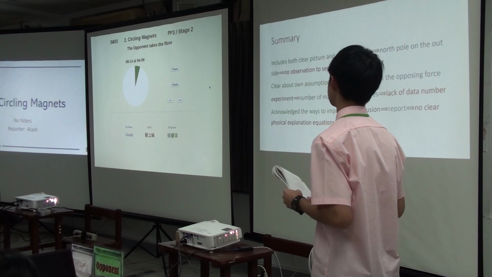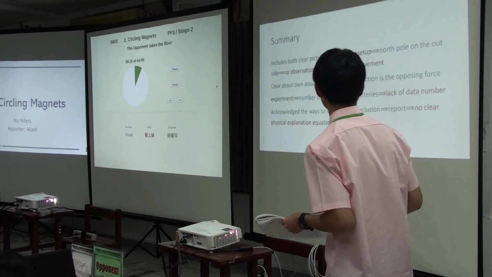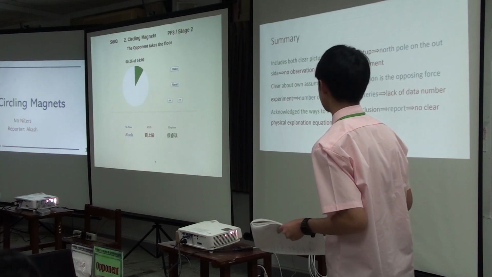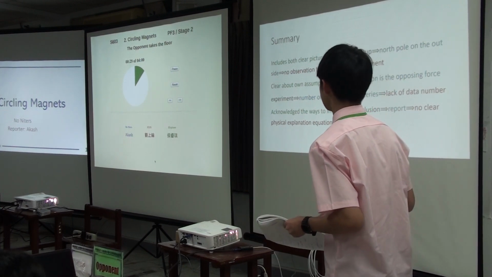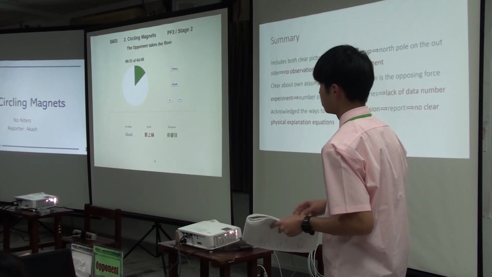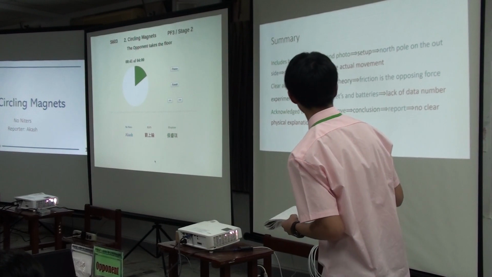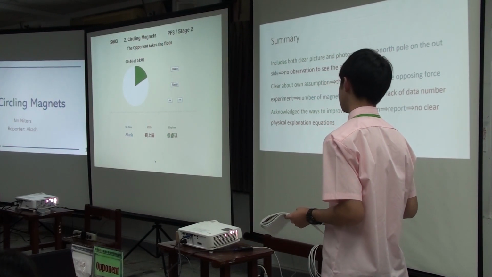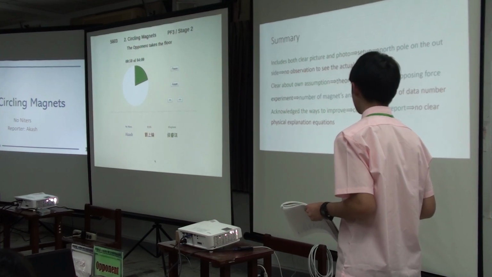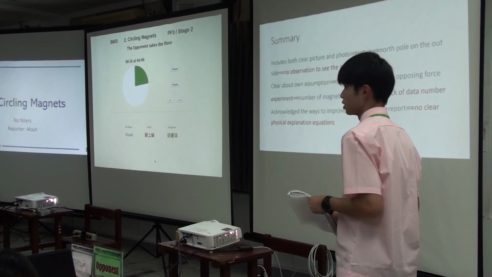The advantage of their setup is that it includes both a clear picture and a photo, which is easy to read. But there is no observation to see the actual movement. And their theory is clear about its assumptions. But there is a lack of data points. Their conclusion's advantage is that it lets us know the way to improve. However, there are no clear physical explanation equations.